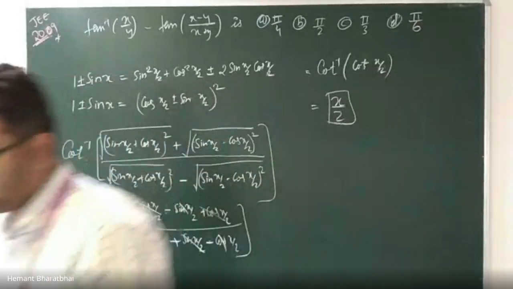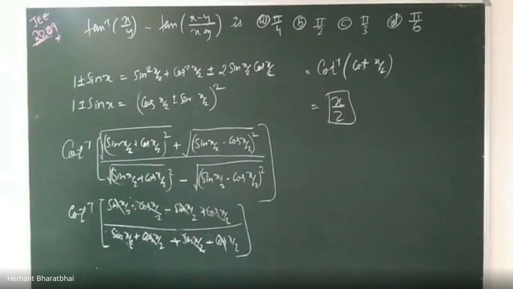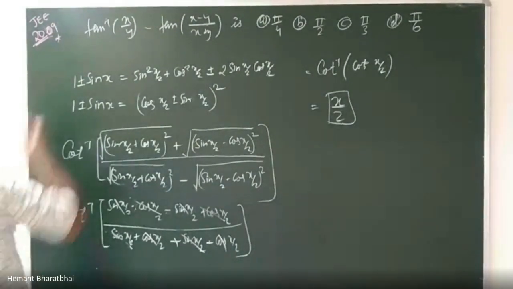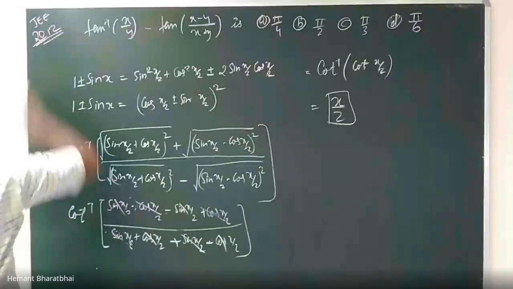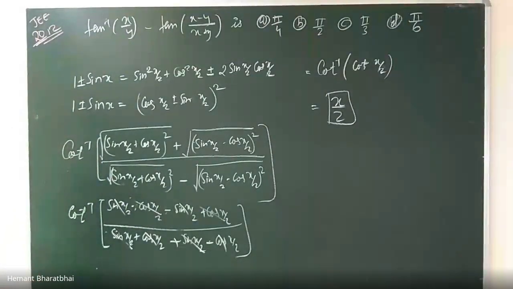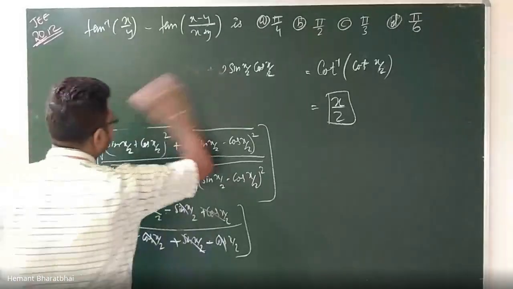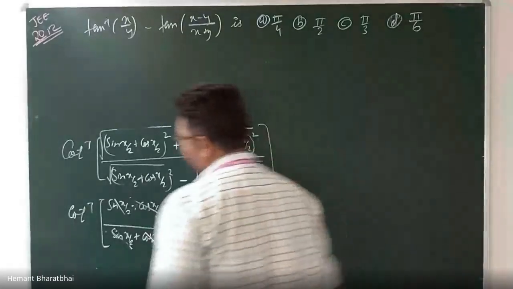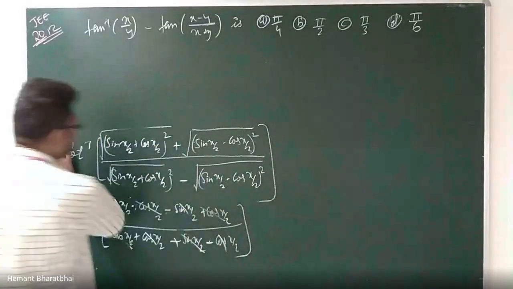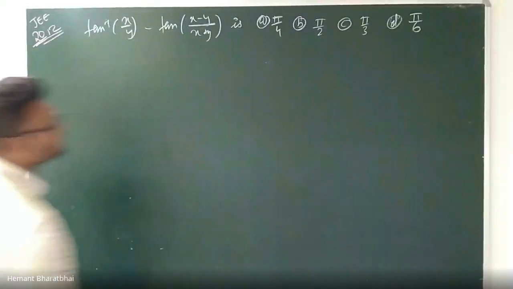This is coming 2012. Can you try? This is a simpler one. You directly apply the formula of tan inverse of x minus tan inverse of y. Apply the formula for tan inverse of x and tan inverse of y and just simplify it. You will get the answer. It is a very simple one.